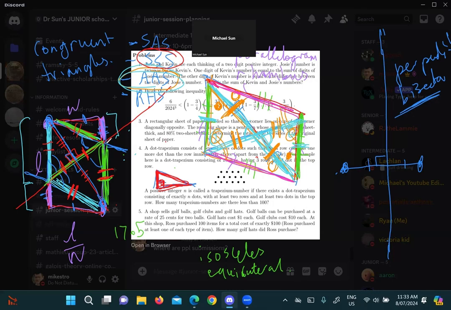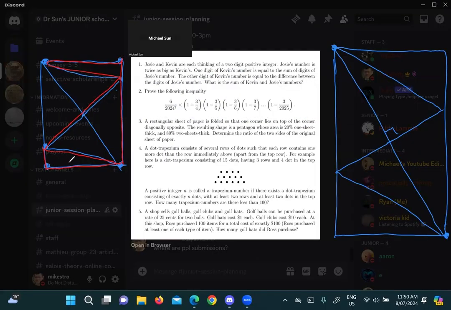So these triangles are 20% of the pentagon, and this is 80%. Yeah? So what does that tell us? And we know that these are 20% of the pentagon, yeah? This is 80%, yeah? So what does that mean?